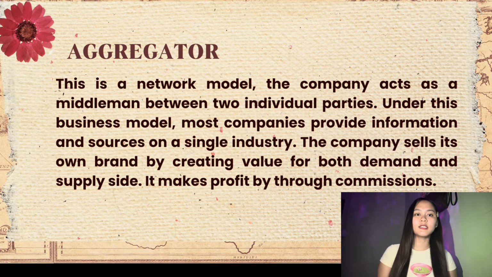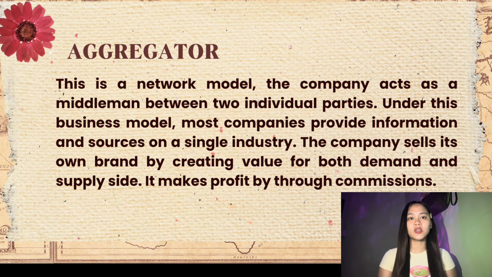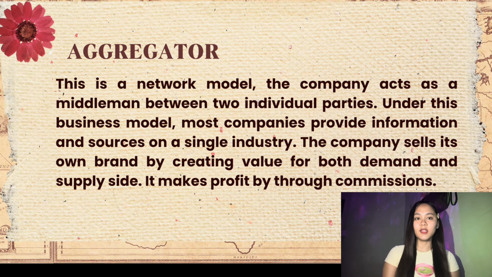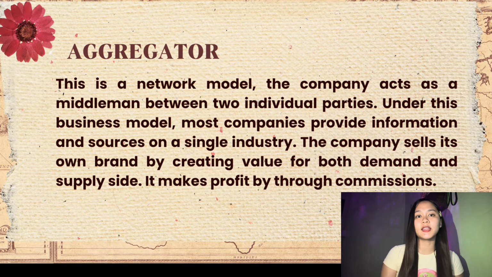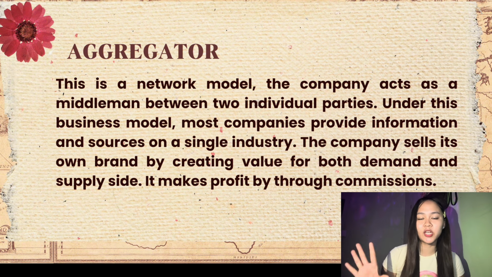The fifth one is the aggregator. This is a network model. The company acts as a middleman between two individual parties. Under this business model, most companies provide information and sources on a single industry. The company sells its own brand by creating value for both demand and supply side. It makes profit through commissions.